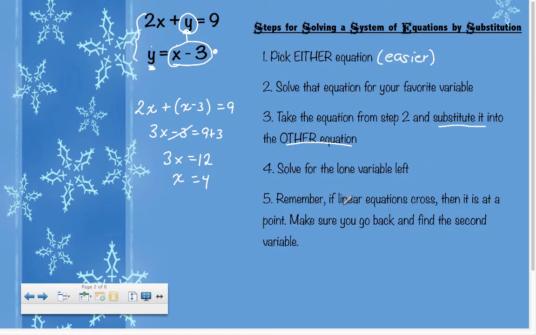Because remember, if linear equations cross, then it's at a point. So I need to go back and find my second variable. In this case, I need to find my y. But look how easy it is. See right here what they told me to do? To get my y variable, all I do is subtract 3 from my x variable. Oh, my x variable is 4. 4 minus 3, so my y is 1.